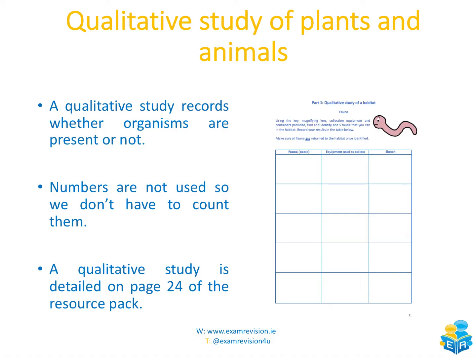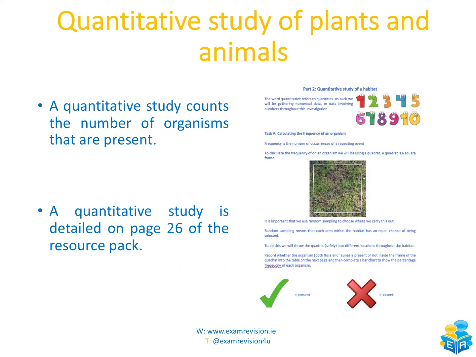So we would have done a habitat study similar to this. So a qualitative study, it basically is just recording whether an organism is present or not. So let's say, for example, we had grass, that was present. That's why I wrote it down. We might have had a dandelion, where we're just recording names and whether it was present or not. You probably would have written in a little bit of equipment that you used to collect the particular animal or plant, and then we would have had a sketch over here of what it looks like as well. Numbers are not used, so we don't have to count them, and if you did have access to the resource pack, you'll be able to see the habitat study details in there.